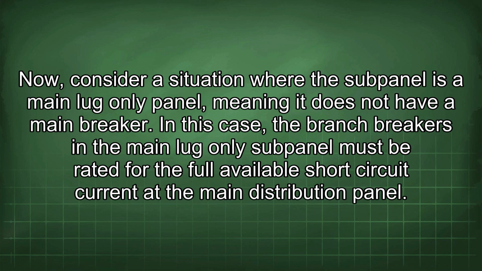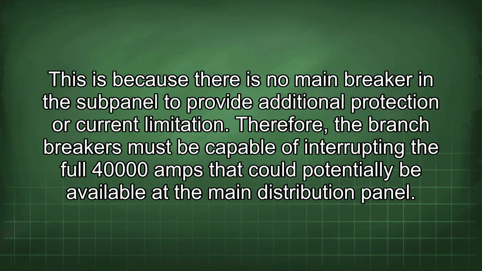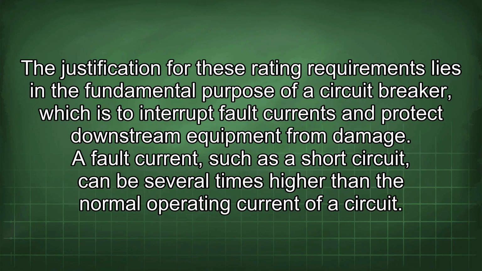Now, consider a situation where the subpanel is a main lug-only panel, meaning it does not have a main breaker. In this case, the branch breakers in the main lug-only subpanel must be rated for the full available short-circuit current at the main distribution panel. This is because there is no main breaker in the subpanel to provide additional protection or current limitation. Therefore, the branch breakers must be capable of interrupting the full 40,000 amps that could potentially be available at the main distribution panel.